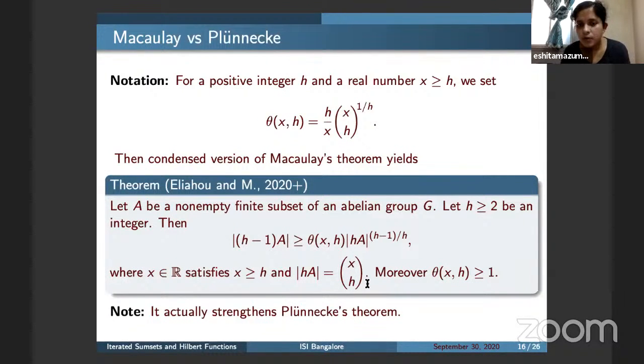Moreover, we can say that this theta is greater than or equal to 1. So when theta is equal to 1, we will have the Plünnecke inequality. But the moment theta crosses the value 1, it will give us a much stronger result, it will recover my Plünnecke theorem. Now let's see how the proof goes.